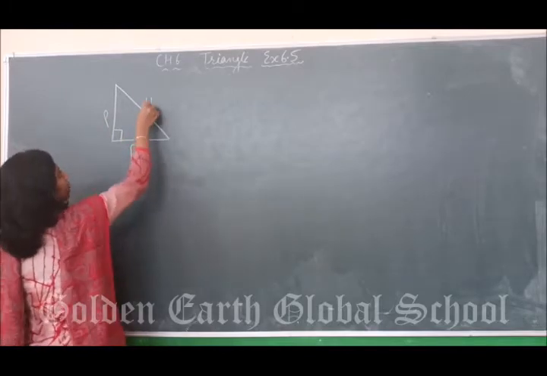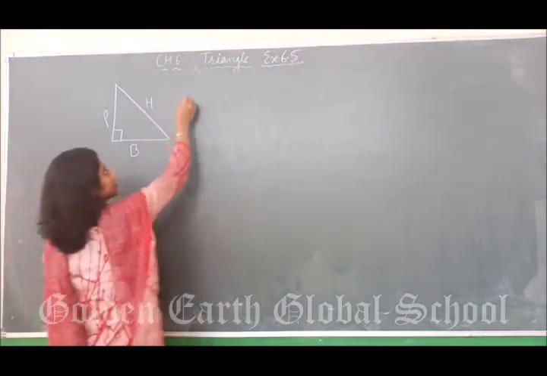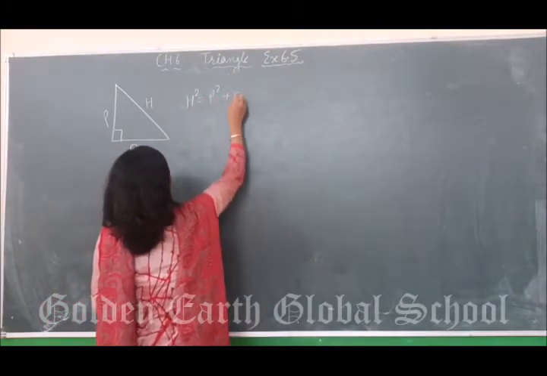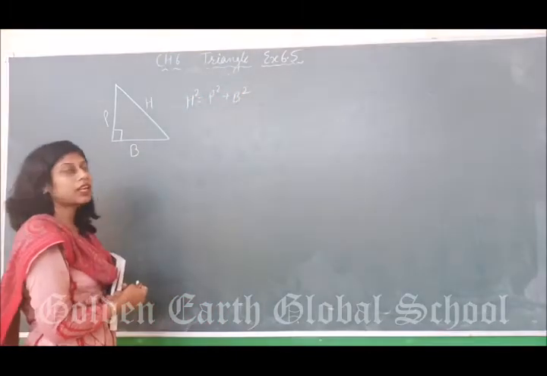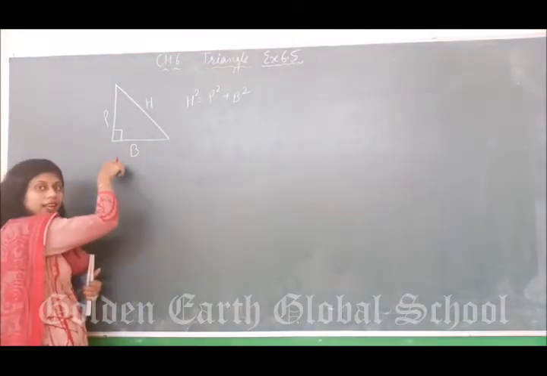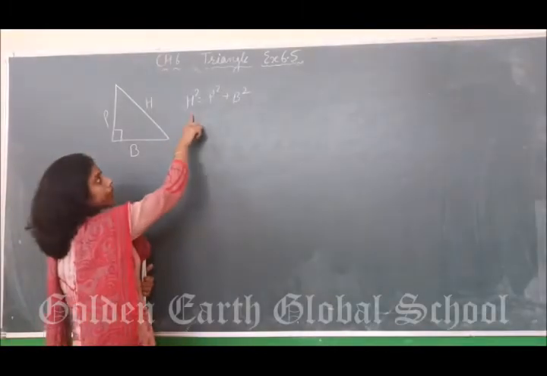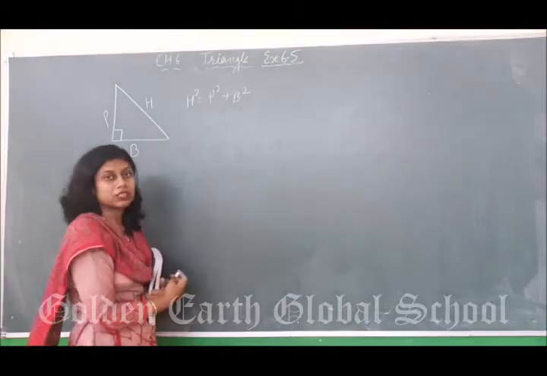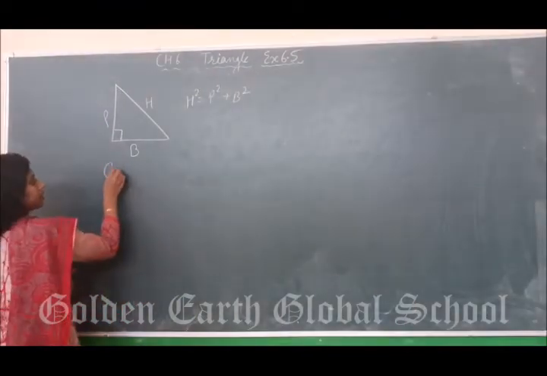Base and hypotenuse. Pythagoras theorem says hypotenuse square is equal to perpendicular square plus base square. Clear? If there is a right angle triangle, meaning one angle is 90 degrees, then we will apply the result hypotenuse square is equal to perpendicular square plus base square. Clear?